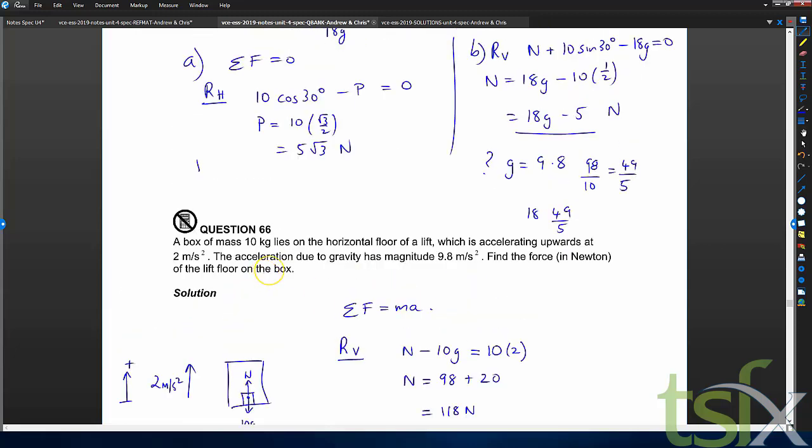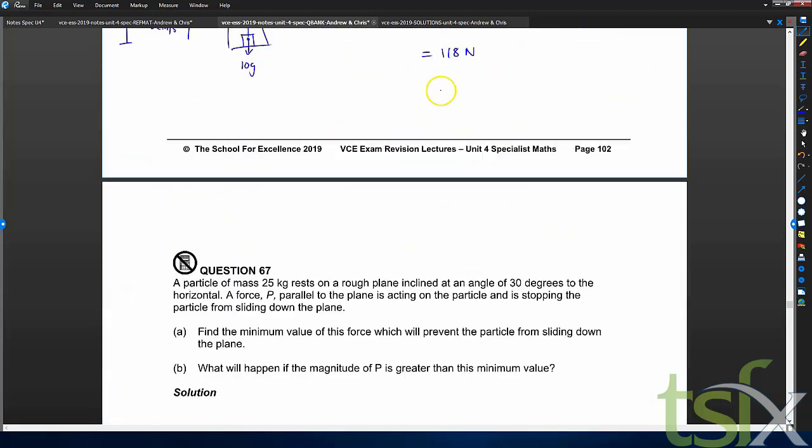Now, did you notice that I did the same setup for this question as the last? Even though up here we could have saved the line, I've got one method that fits all questions. So just set it up like that.